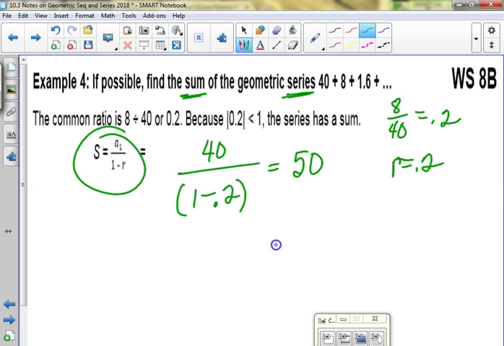Okay. The first 3 terms almost add up to 50, right? But what's happening if we keep going? No, smaller than that, right? 1.6 times 0.2. The next term is only 0.32. And the next term after that is 0.064. So do you see we're almost adding nothing already? We're adding 0.0 something.